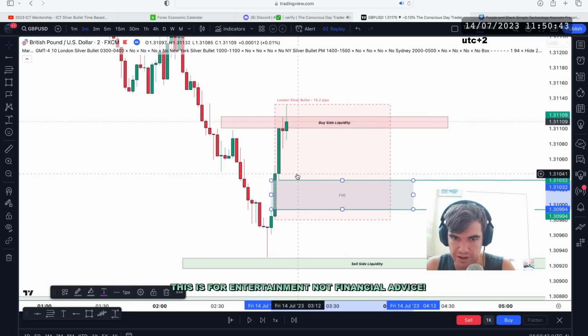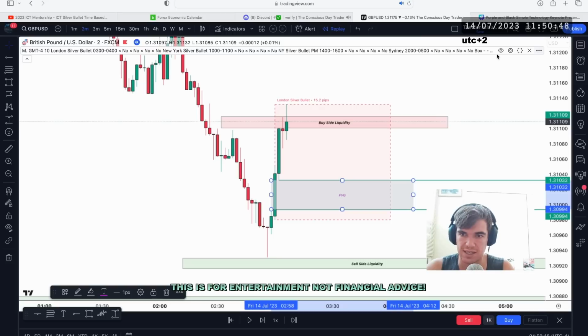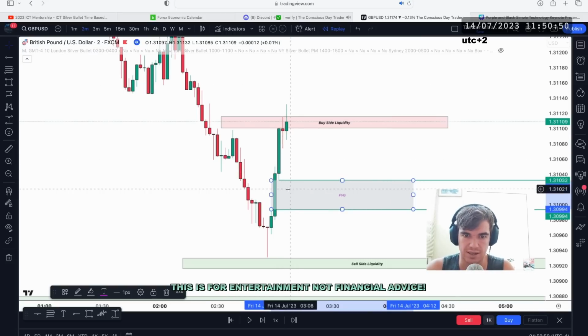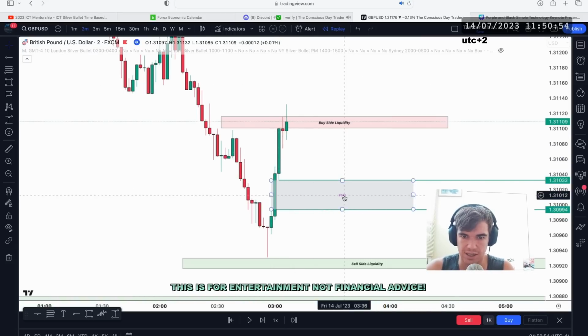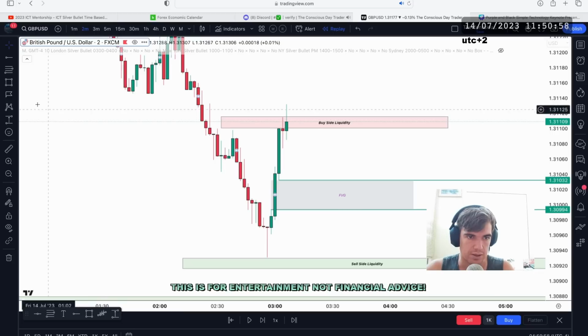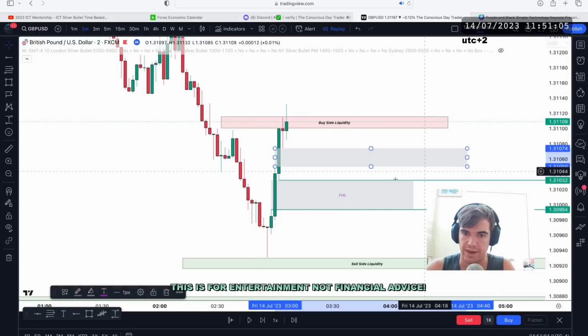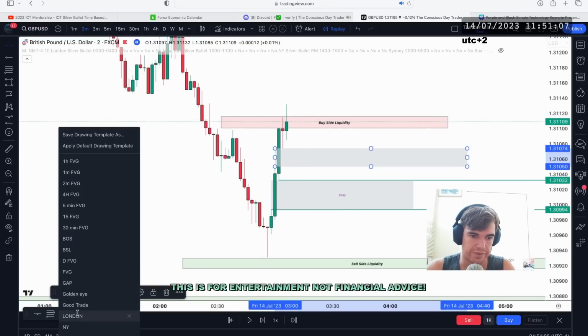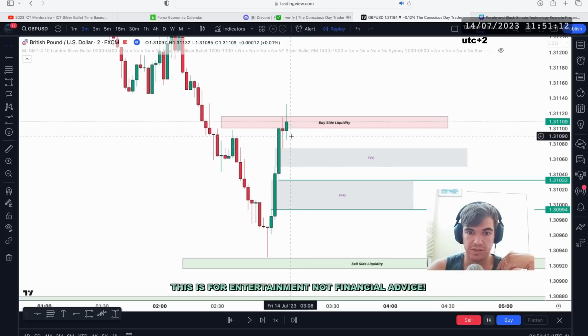Now we move that fair value gap, because is there another fair value gap that you can see here? If I take away the indicator, the same thing applies here. So we've got that fair value gap and we've got this fair value gap there, and I label that as fair value gap. So now we have 2 opportunities.